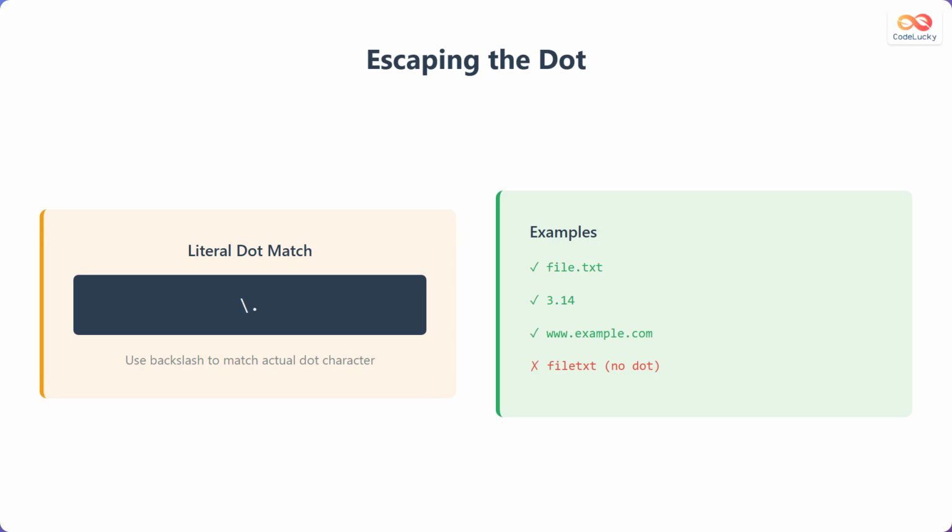For example, the pattern backslash dot would match file.txt, 3.14, and www.example.com. It would not match filetxt, because we are specifically looking for the dot symbol.